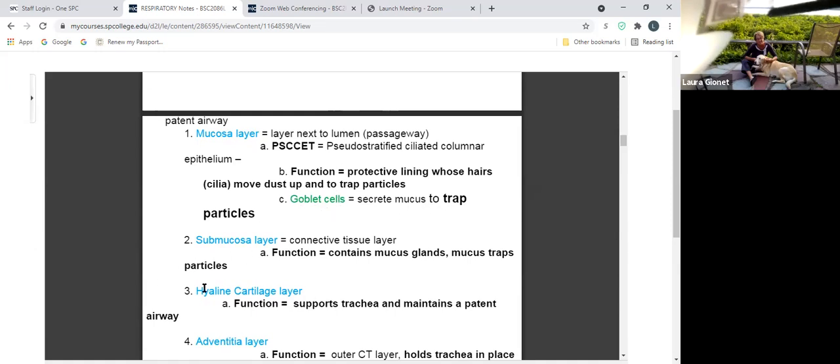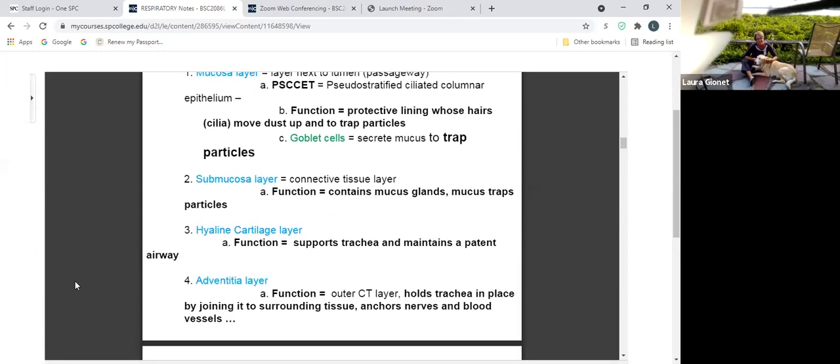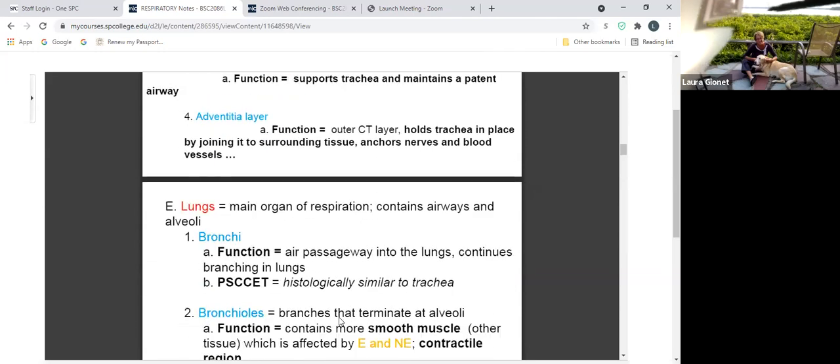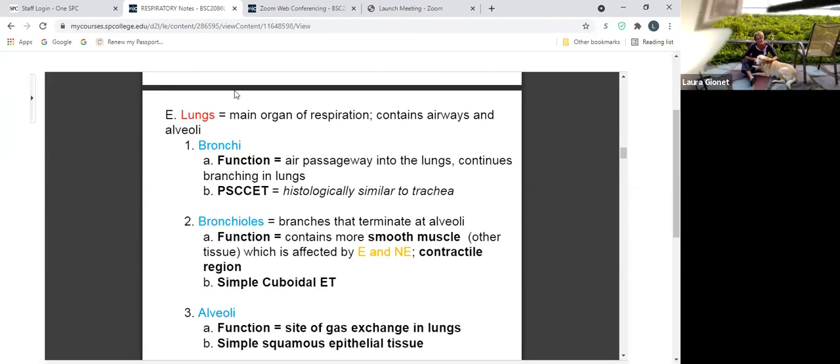The submucosa contains mucus glands and traps particles. That's why we have areolar connective tissue and simple cuboidal tissue there. We have the hyaline cartilage, we have the adventitia, all mentioned before. The lungs, the main organ of respiration, contain airways and alveoli. These are the conduction and respiratory pathways. We have bronchi, bronchioles, alveoli.